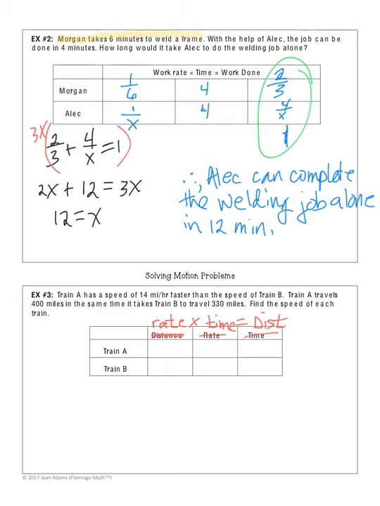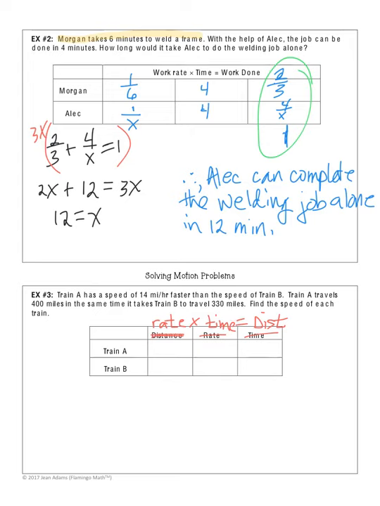All right, so let's read and fill in places. So train A has a speed of 14 miles per hour faster than train B. And oftentimes a picture here will help you figure out whether the distances of both trains are the same or are they different. Are they going in the same direction, different directions, that kind of thing. And then train A travels 400 miles in the same time it takes train B to travel 330 miles. So find the speed of each train.